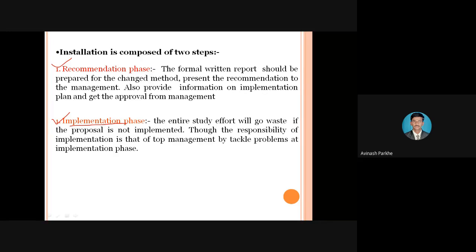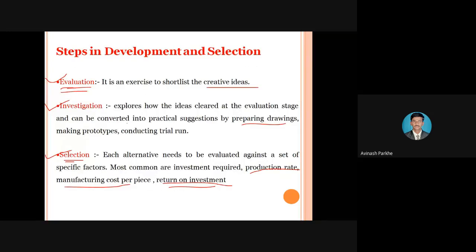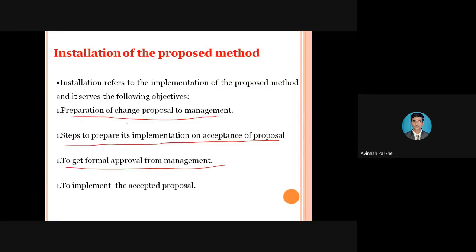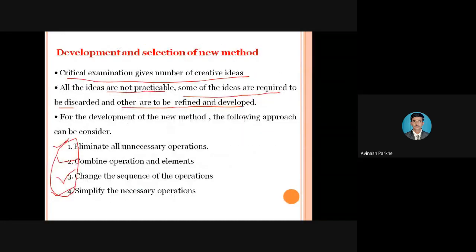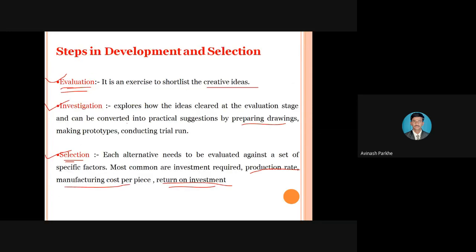So these are the steps. Which are the steps? The first one is the evaluation, second is the investigation, then the selection, and the last one is the installation of the new method. So these are the 4 steps which we have to consider in the development and selection of a new method. If I have to develop a method, select a method, and implement that method in the industry, which steps do we have to follow? These are the 4 steps.